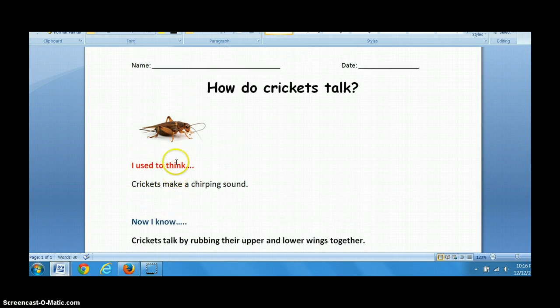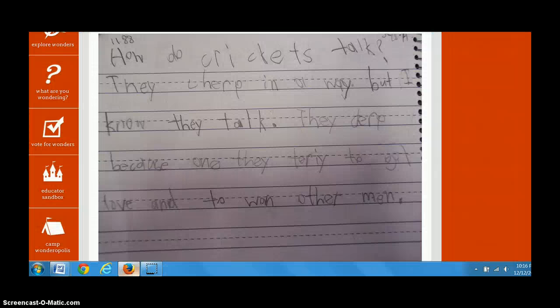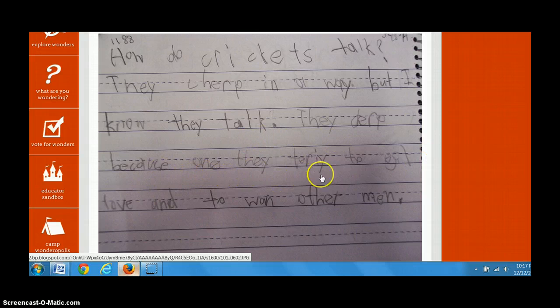Now this is just a sample that I had created, but let me show you a sample from an actual second grader. Okay, now that's more like it. There's the question, how do crickets talk? They chirp in a way, but I know they talk. They chirp because when they try to get love and to warn other men.